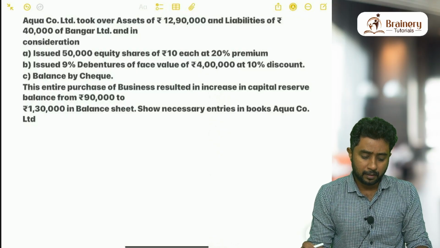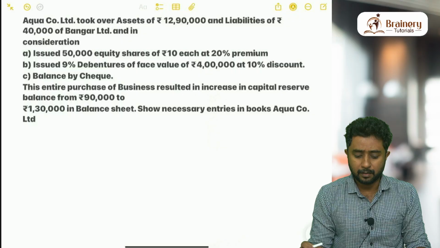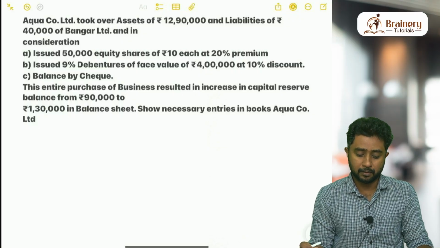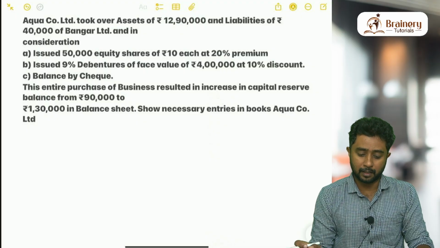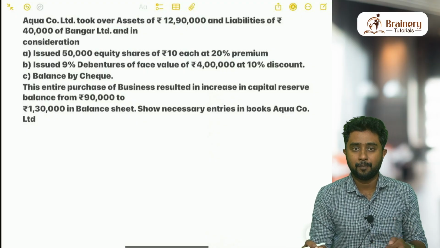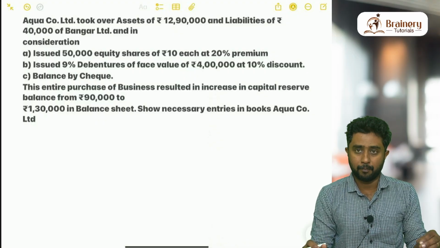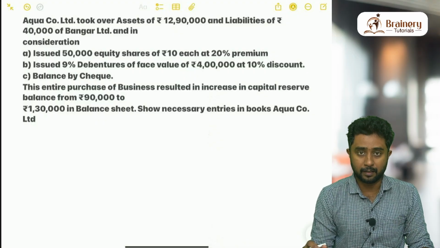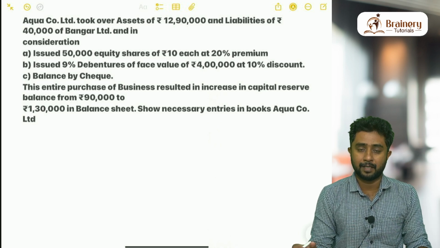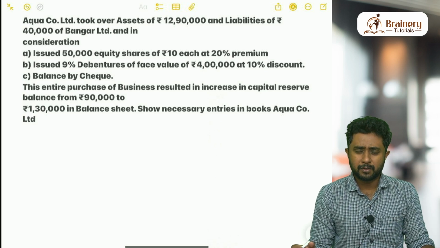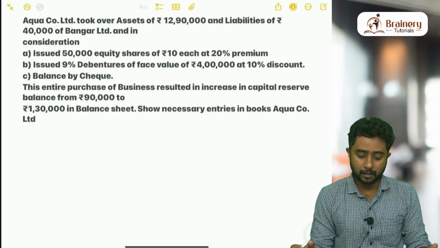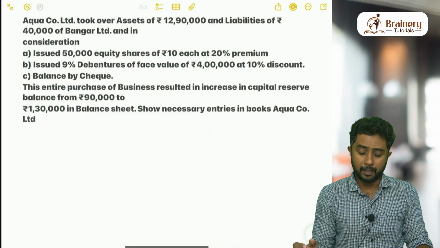As you can see here, the company, Aqua Limited, took over assets of 12,90,000 and liabilities of rupees 40,000 of Bangar Limited, and in consideration they are stating three modes of payment made to the vendor. The company from which we take over the assets or liabilities, we address as the vendor. Here the vendor is Bangar Limited, and we are making the payment in three ways.